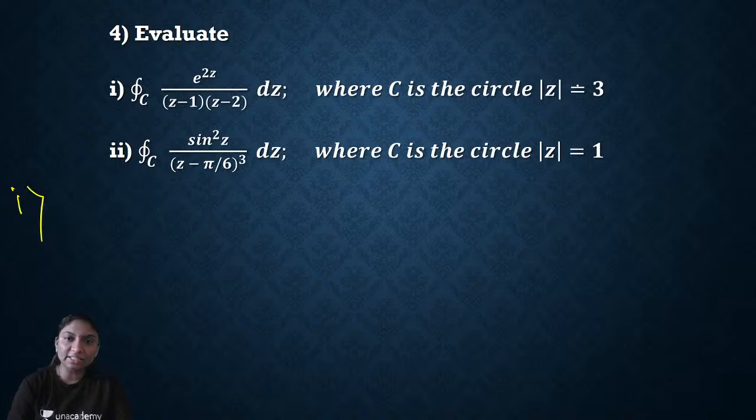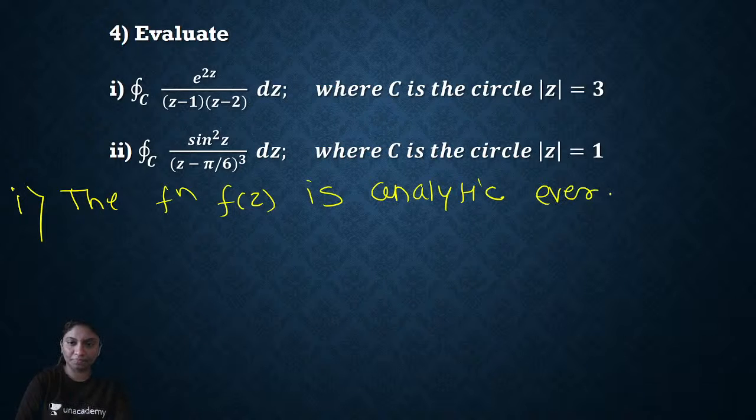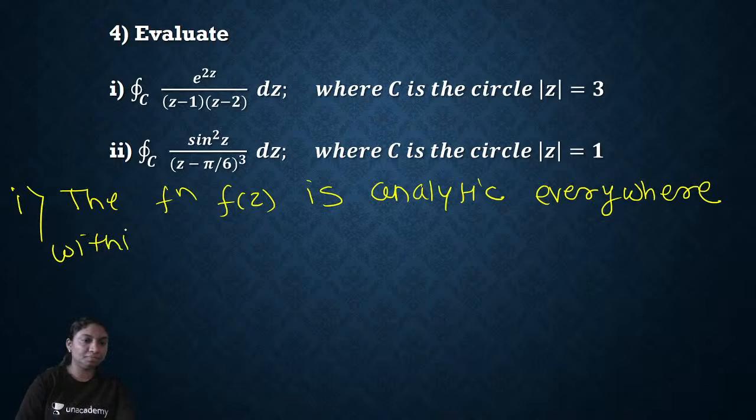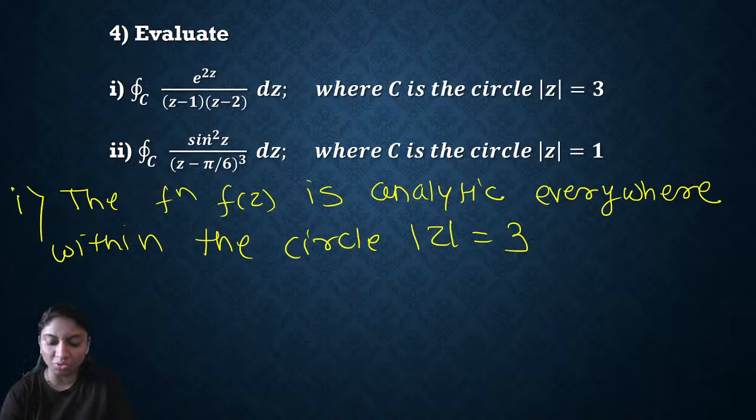Here mod z is equal to 3. It means the circle with center at (0, 0) and radius 3. So we can directly write down here the function f of z is analytic everywhere within the circle mod z is equal to 3. Now we will check whether these 2 points lie inside the curve C or outside the curve C.